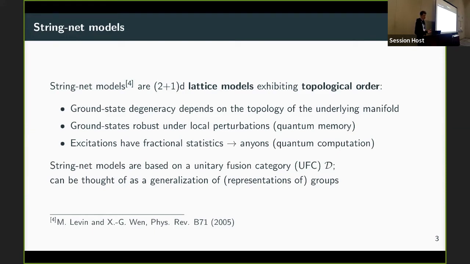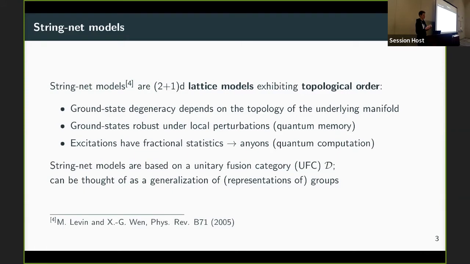Now, what's special about these topologically ordered states? They have a ground state degeneracy that depends on the topology of the manifold. These ground states are robust under local perturbations, and for this reason, they have gained some popularity for their possible use as a quantum memory, because these things are robust under local perturbations, right? And that's what you want. Moreover, they have very exotic excitations.